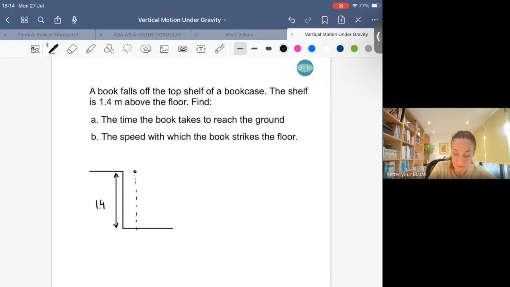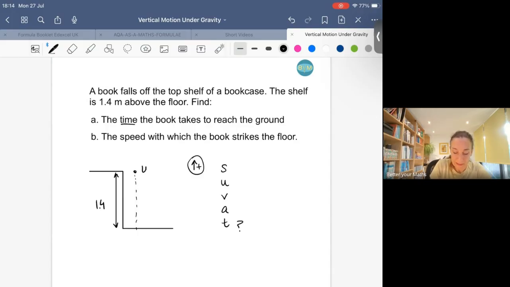First thing we are going to do, we are going to write SUVAT. That's what I recommend, so we know what we have. We are going to choose positive up just to choose something. And then we are going to write what we need and what we have. They are asking me the time, so I need this one.